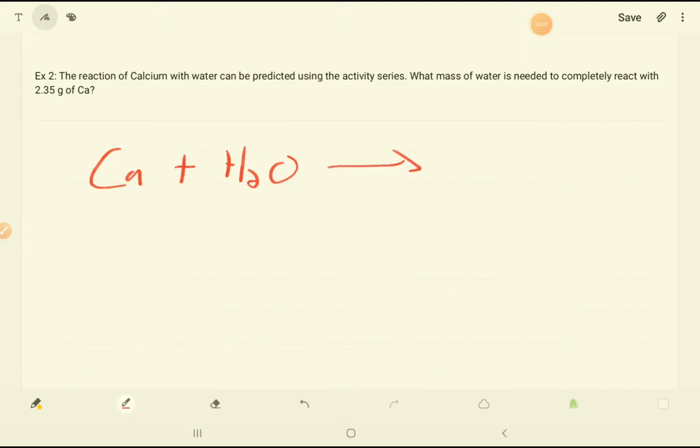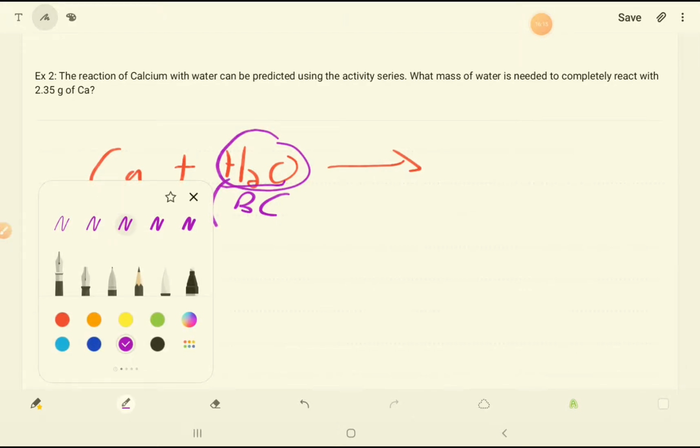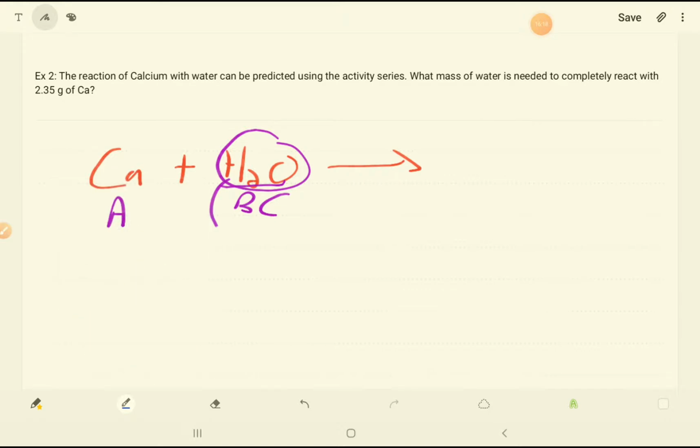Well, remember that this is a single replacement reaction, and we know that because we have A, B, and C. Now this water, remember from the beginning of the year that we said that there's a little trick when it comes to water, that whenever it reacts with a metal, it is best that we write it as HOH. And when we write it as that, then that makes our H the B and the OH the C. And so when we complete our reaction as a single replacement reaction, remember that A plus BC gives you AC plus B.